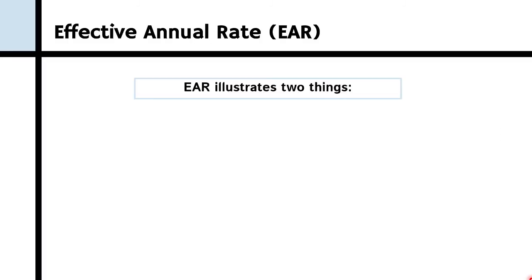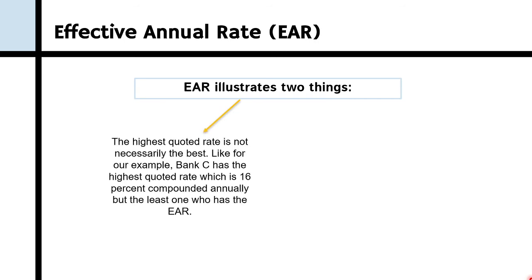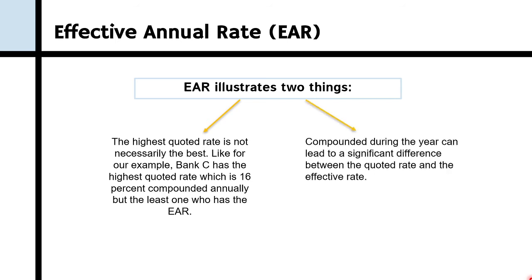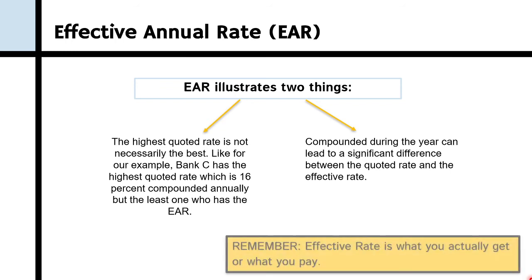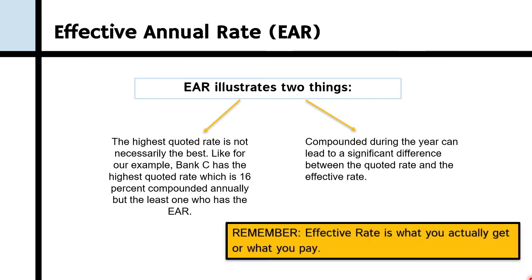EAR illustrates two things. First, the highest quoted rate is not necessarily the best. Like in our example, Bank C has the highest quoted rate, which is 16% compounded annually, but the least EAR. Second, compounding during the year can lead to a significant difference between the quoted rate and the effective rate. Remember, the effective rate is what you actually get or what you pay.